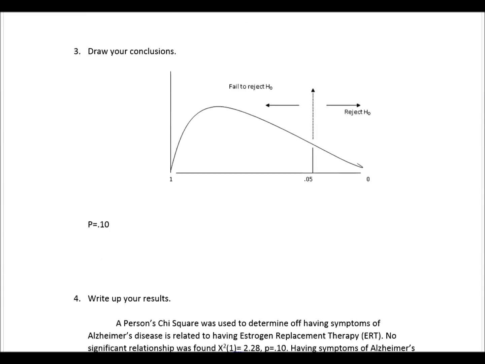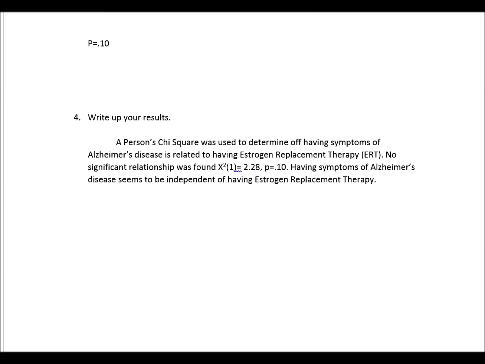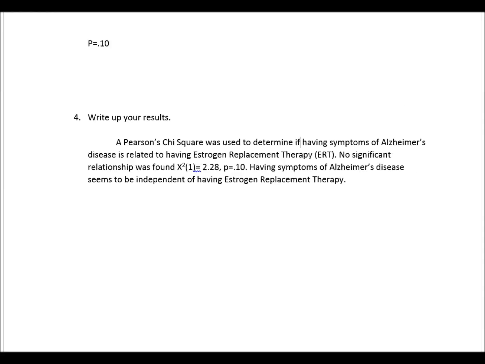And then we would need to write up our results. We can get sample language in the Cronk text to help us write up our results. We might write it up like this. A Pearson's chi-square was used to determine if having symptoms of Alzheimer's disease is related to having estrogen replacement therapy.